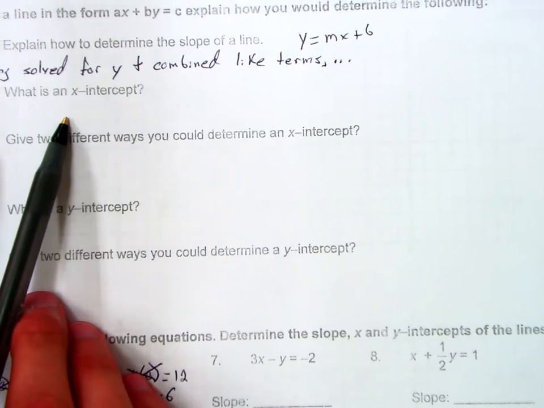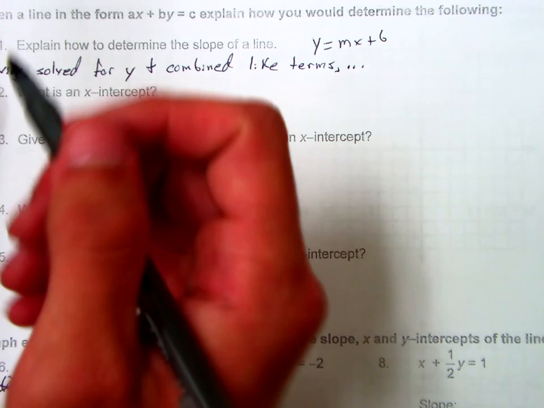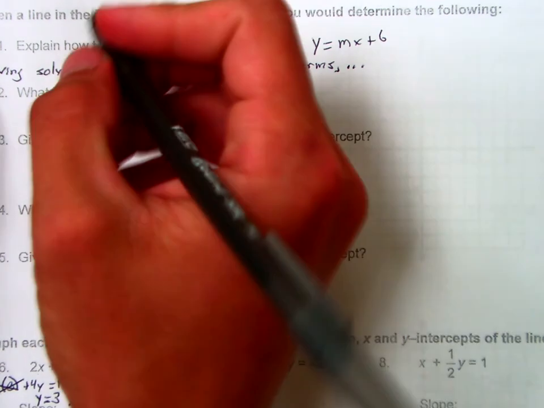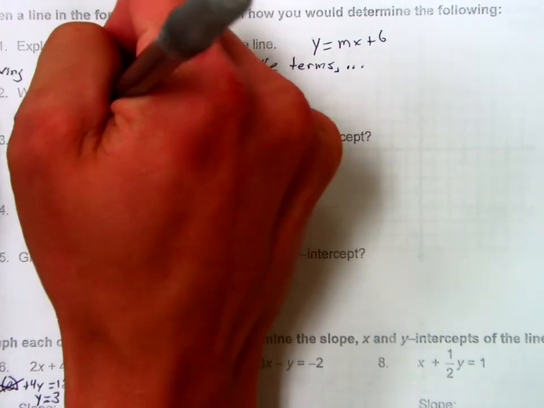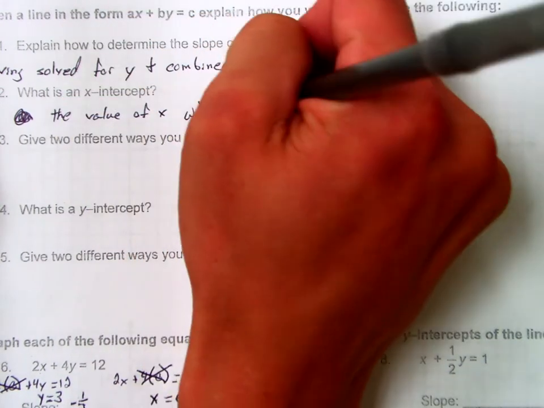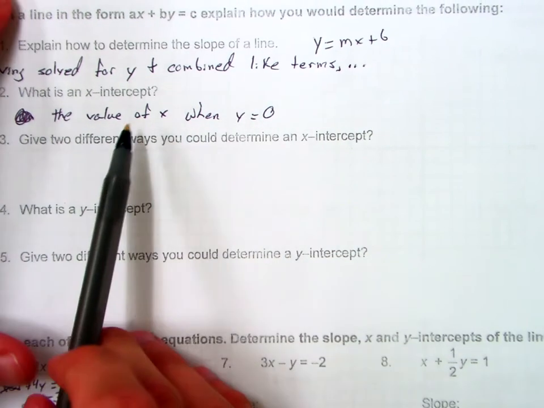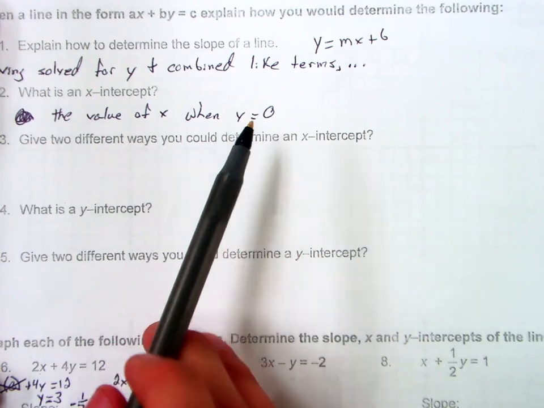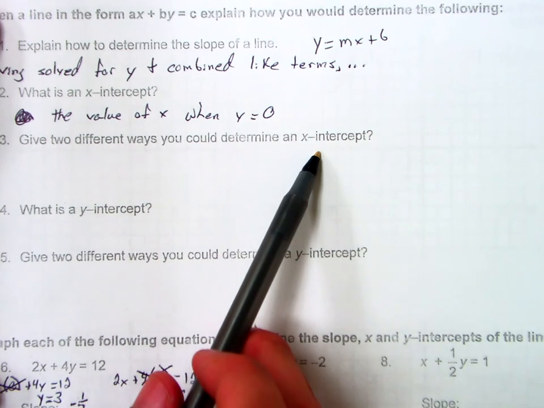What is an x-intercept? Well, while you could say it's where the line crosses the x-axis, I'd more specifically say it's anywhere on the function that y equals 0. So the value of x when y equals 0. That's an x-intercept. I like this definition more than just when it crosses the x-axis because it works algebraically and graphically. Give 2 different ways you can determine the x-intercepts.